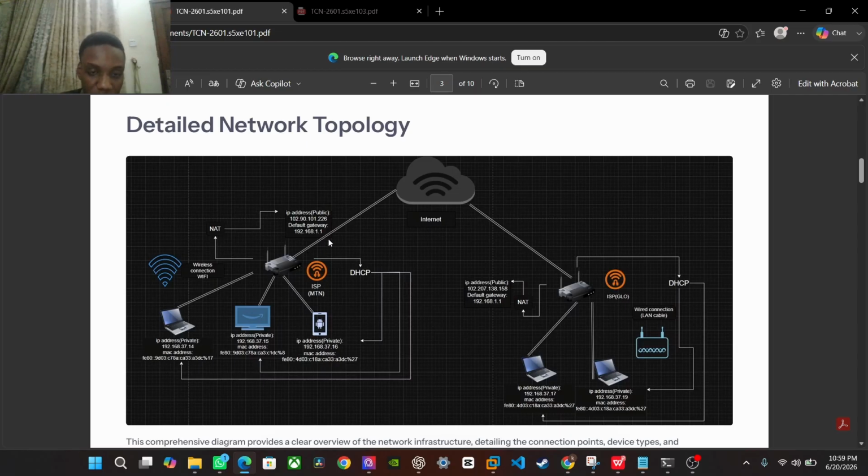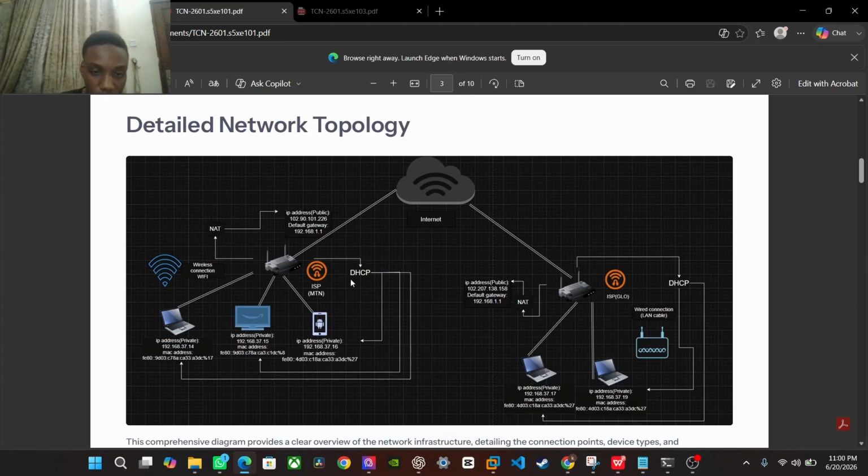A device's public IP address can change. A device's private IP address can change, but a device's MAC address can never change. This is permanently soldered into your system. Even when the system gets destroyed, the MAC address will still be identified on your system.